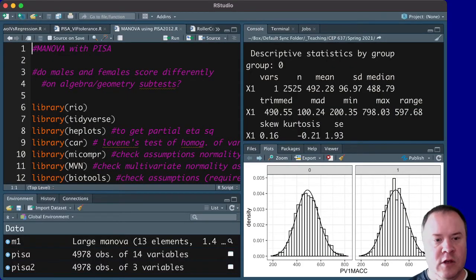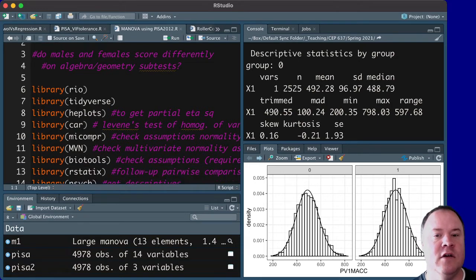All right, so the first thing that I want to point out, and as you saw on the previous screen, there are a few additional packages that I have found useful in checking these assumptions. So first of all, I always use rio and tidyverse for importing data, for handling of data. heplots, I'm using that in order to get the partial eta squared value, because that is not something that is a default output whenever you run MANOVA using base R.